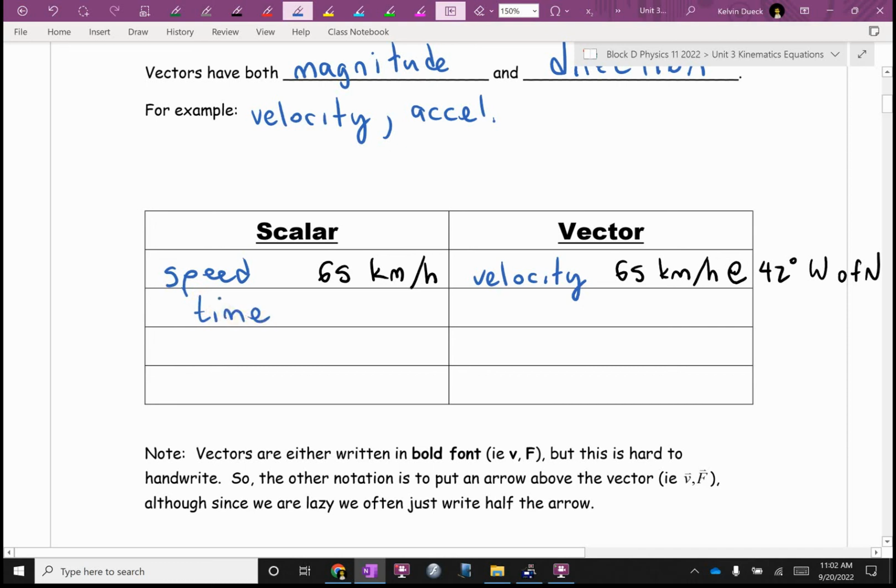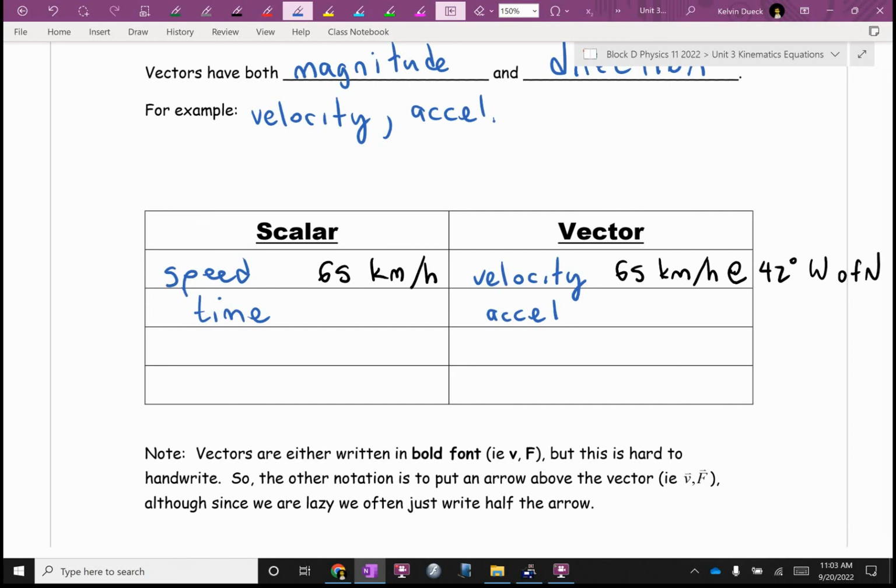Time is a scalar. There is no vector equivalent of time. Acceleration is a vector. I already mentioned those two. Although sometimes if we have more than one object, and they're all accelerating at the same rate but in different directions, we'll just find the magnitude and you can figure out the direction by looking at the question.